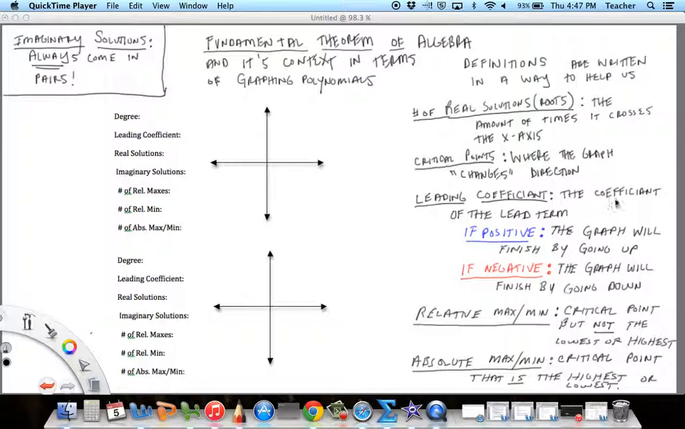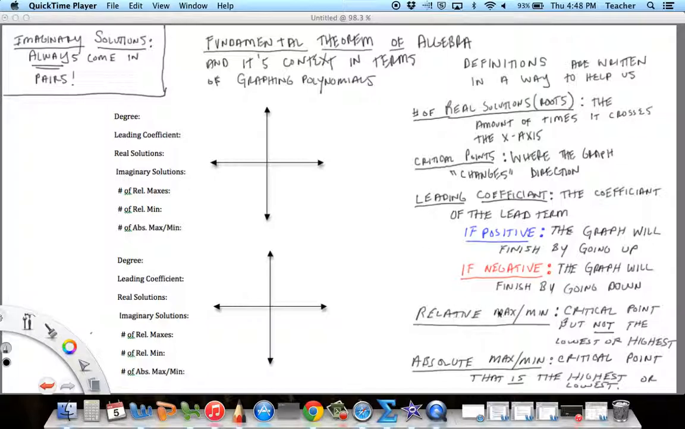The leading coefficient. If I describe the leading coefficient as positive, then the graph will finish by going up, which means from left to right, the last thing it'll do will be an arrow pointing up if it's positive, and if it is negative it'll be going down. Again, I'll be doing some examples momentarily.